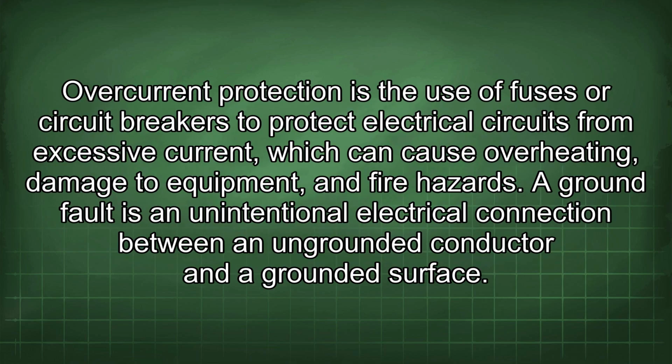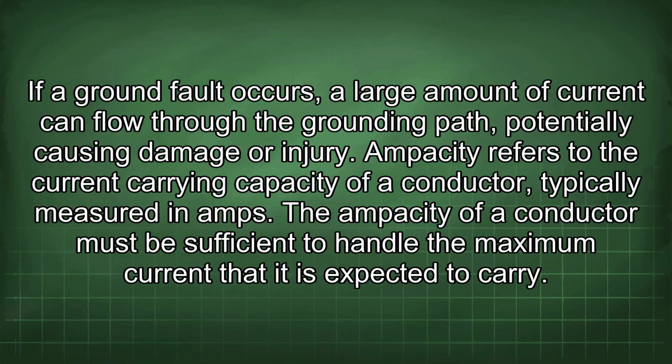Overcurrent protection is the use of fuses or circuit breakers to protect electrical circuits from excessive current, which can cause overheating, damage to equipment, and fire hazards. A ground fault is an unintentional electrical connection between an ungrounded conductor and a grounded surface. If a ground fault occurs, a large amount of current can flow through the grounding path, potentially causing damage or injury. Ampacity refers to the current carrying capacity of a conductor, typically measured in amps.